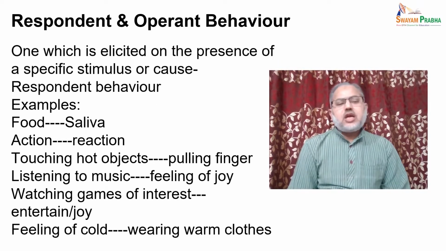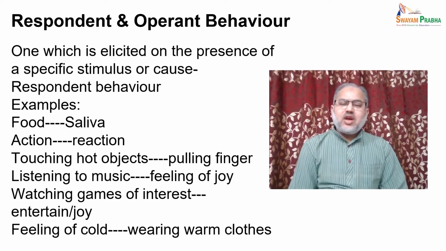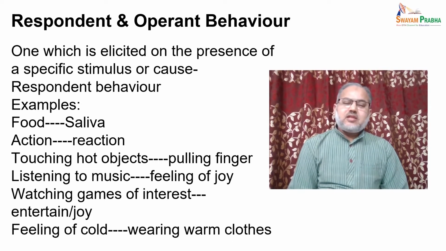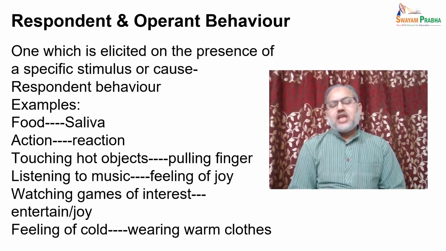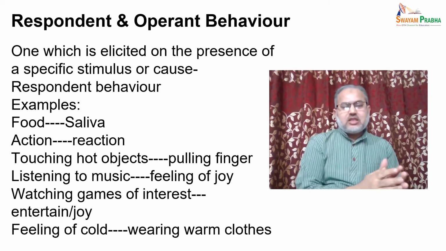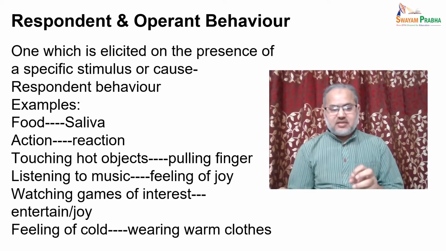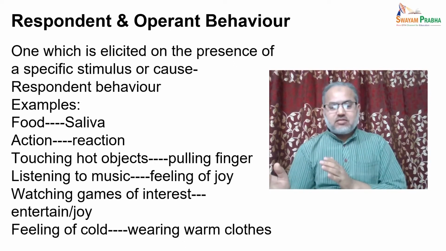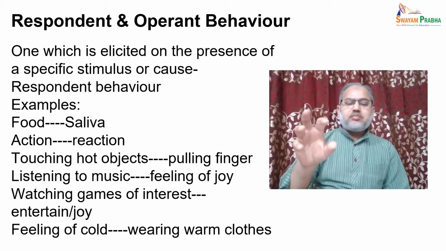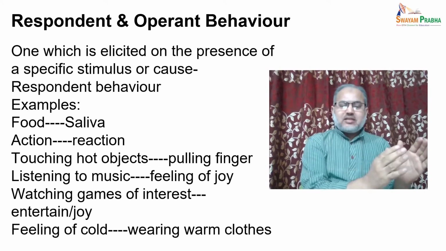Now friends, try to understand respondent and operant behavior. According to Skinner, there are two types of responses. One is elicited in the presence of a specific stimulus or cause. These behaviors, elicited because of the presence of a particular stimulus, are called respondent behavior. For example, if food is present, only then saliva will be secreted. If some action is there, only then some reaction is observed. If you touch certain hot objects, your fingers are automatically withdrawn. So in all these three cases, a particular stimulus is present, and because of that, a particular response is observed.